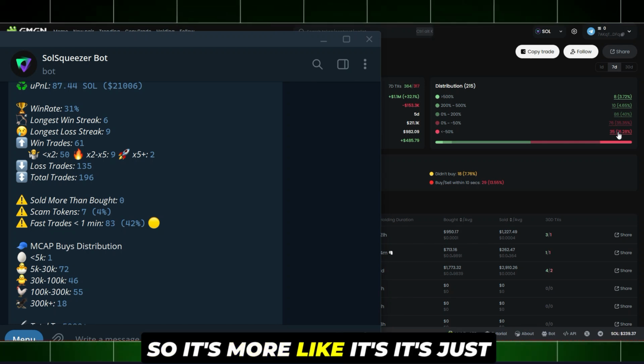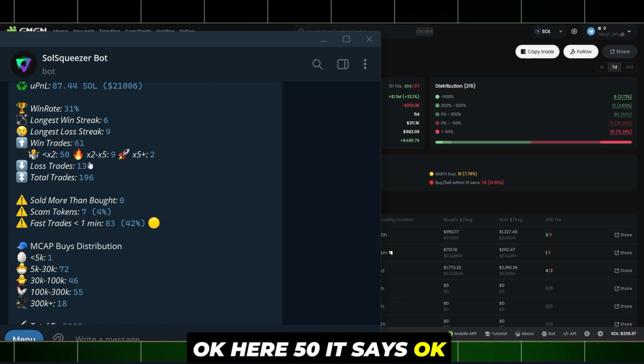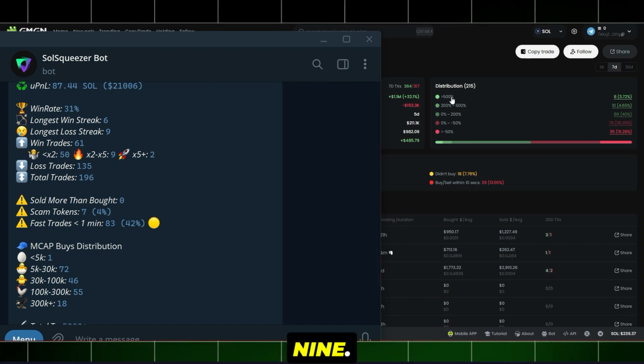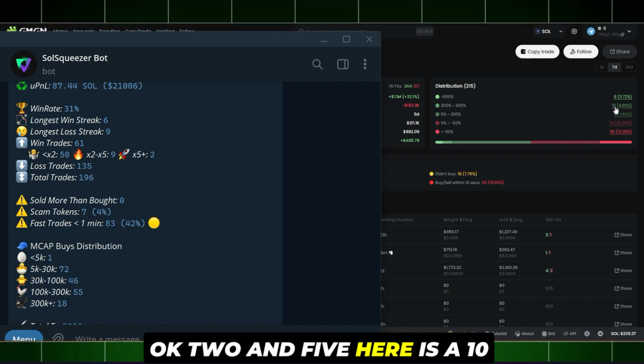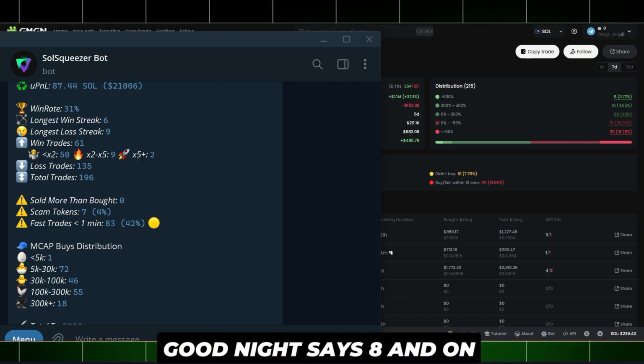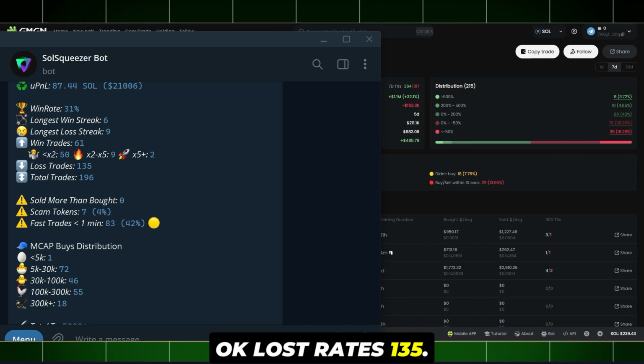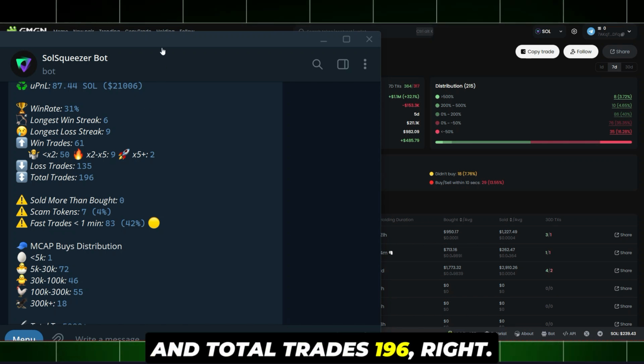So it's just over 100. Here 50 it says. Okay, between 2 and 5, 9. Okay, 2 and 5, here is a 10, and over 5x, on Good Morning Good Night it says 8. On SolSqueezer bot it says 2. Okay, lose trades 135 and total trades 196.